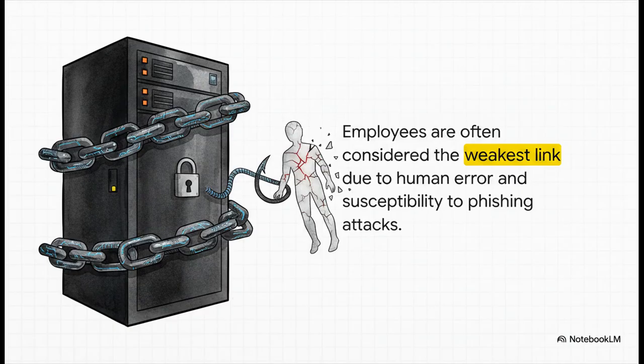And this brings us to one of the most important truths in cybersecurity. Often, the weakest link isn't a piece of software or a server, it's a person. Simple human error or falling for a clever phishing scam can undo even the most advanced security systems. And that's exactly why training employees to spot threats is one of the most effective defenses a company can have.